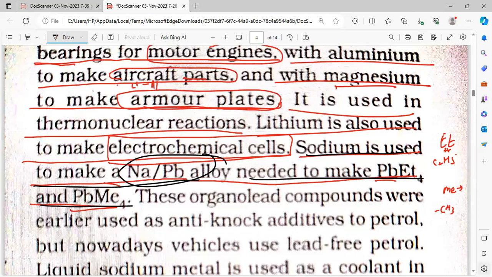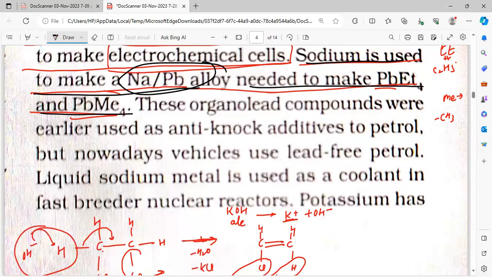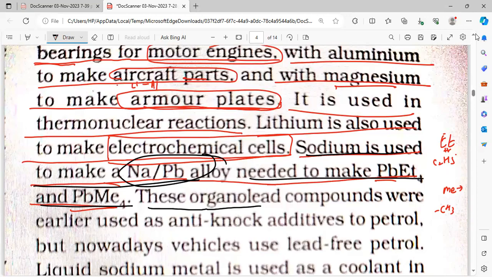Now see here what point they are saying. Sir, can you give me just one minute, sir? I will go to the washroom. Okay, okay.